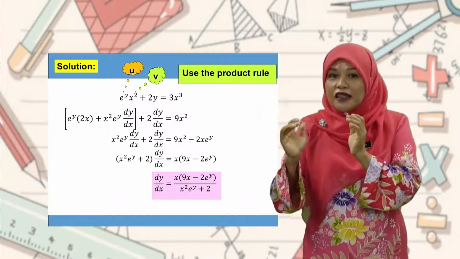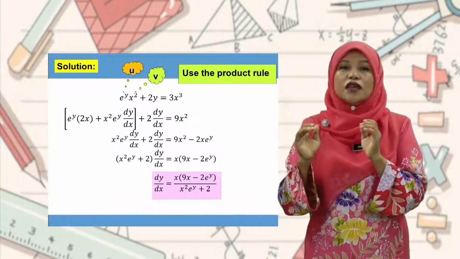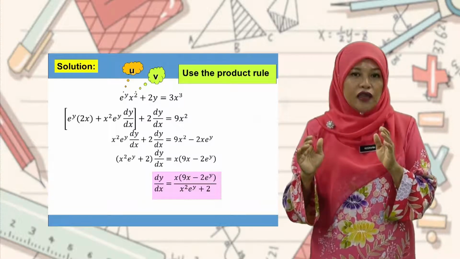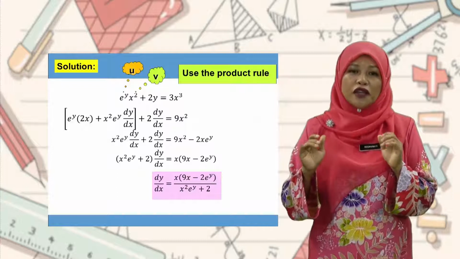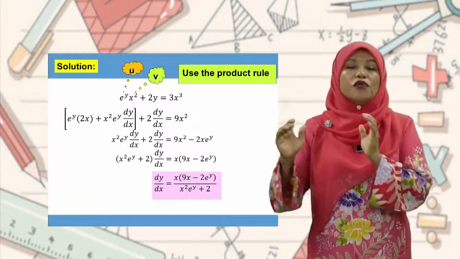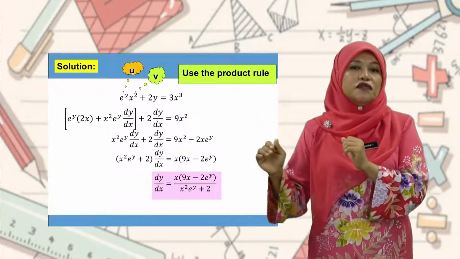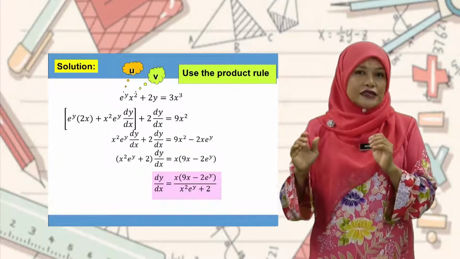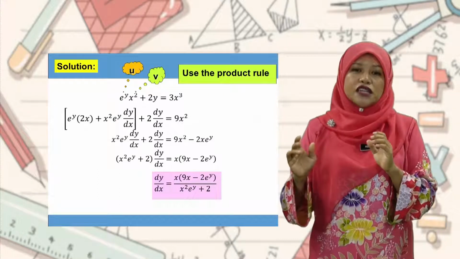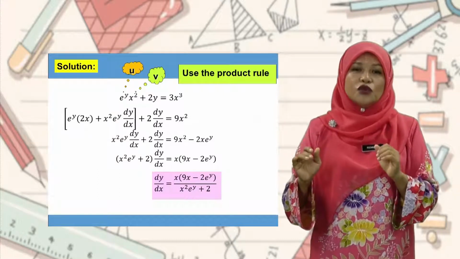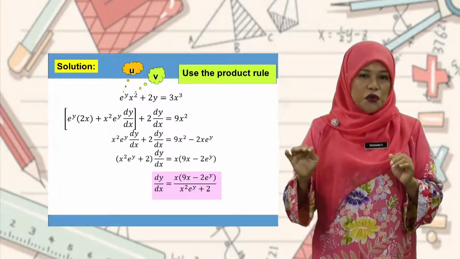Plus the second term, which is 2y. We want to differentiate the 2y. Differentiation of 2y will be 2 dy dx. And then on the right side, we need to differentiate 3x cubed. Differentiation of 3x cubed, we will have it equal to 9x squared.